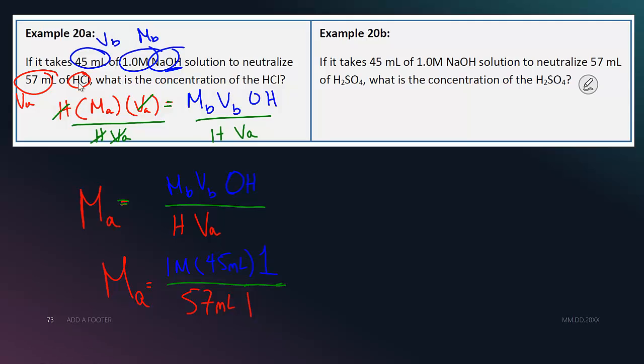And as long as your units of volume are the same, this problem will work. So the molarity of our acid turns out to be 0.789 molar.